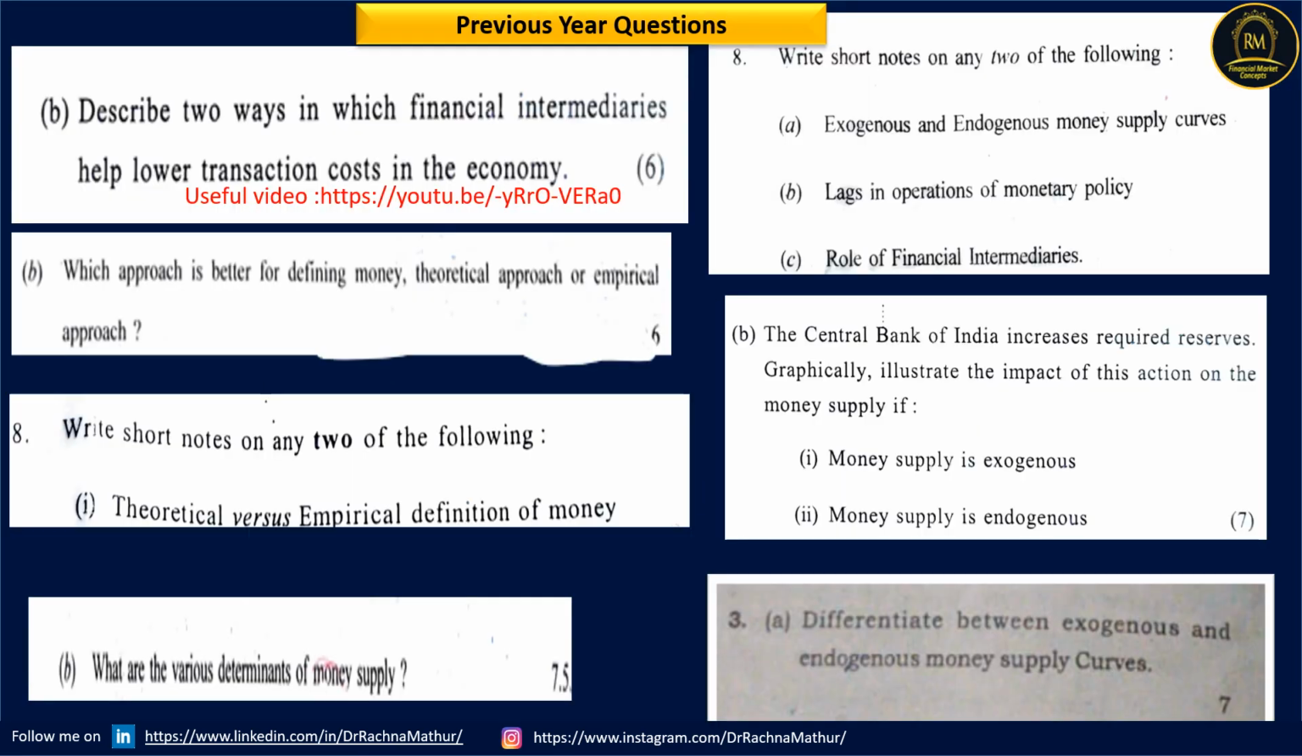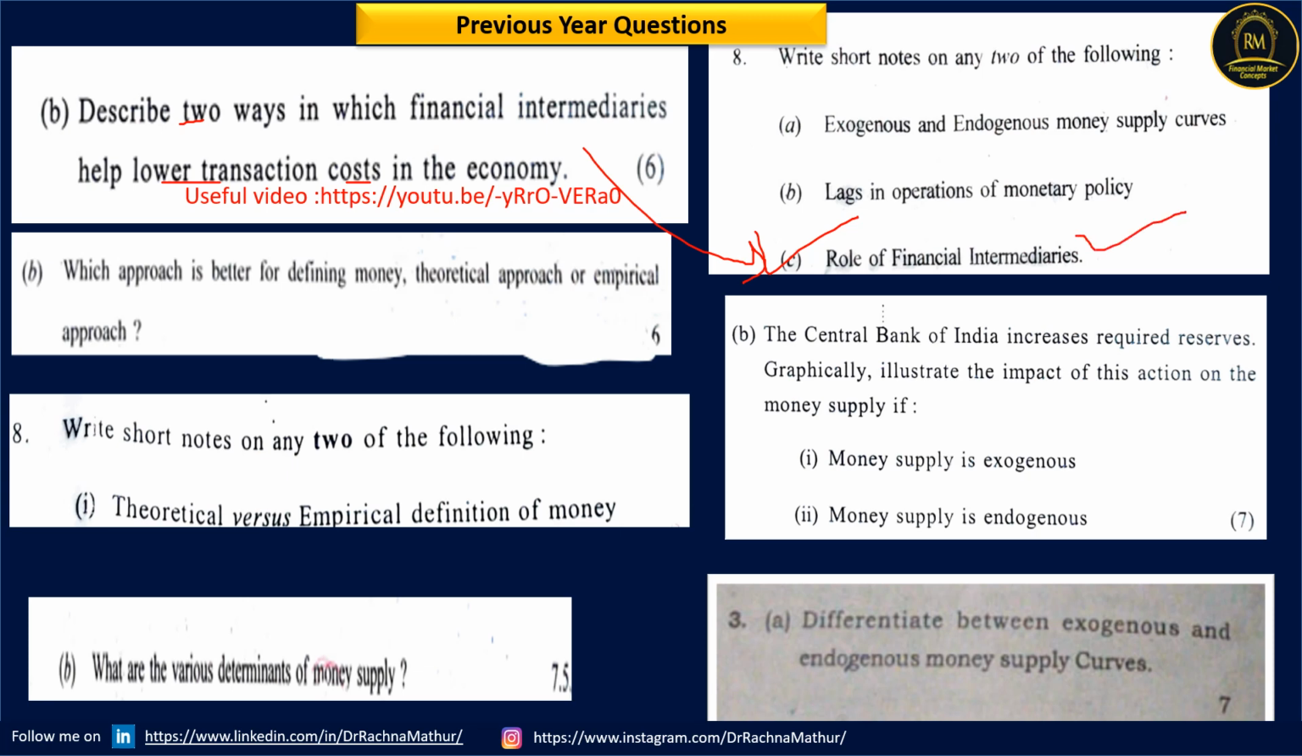Now let us see the questions which came in the previous years. The first question is describe 2 ways in which financial intermediaries help to lower transaction costs in the economy. Or the matching question, role of financial intermediaries. So prepare the role of financial intermediaries.